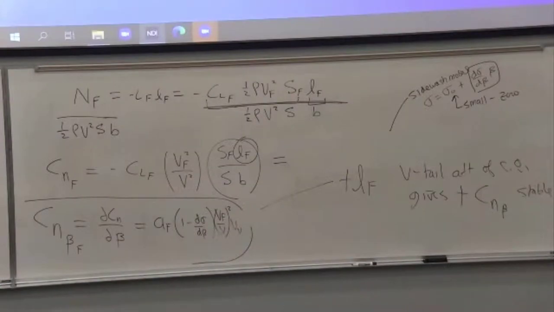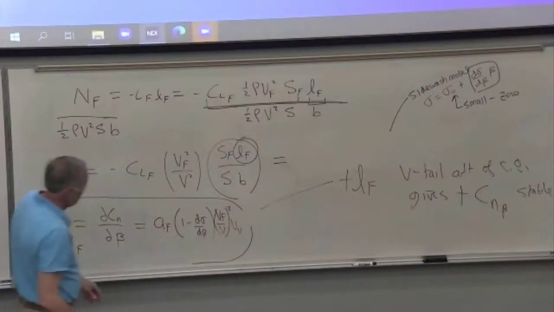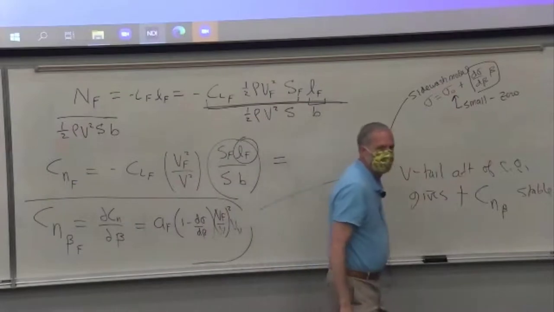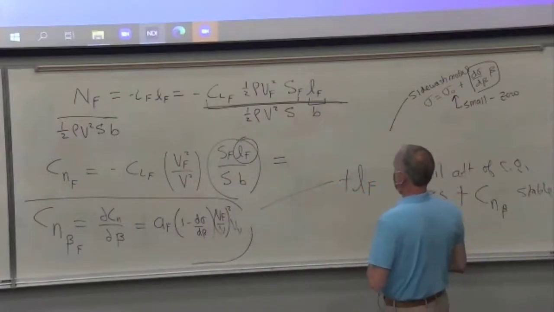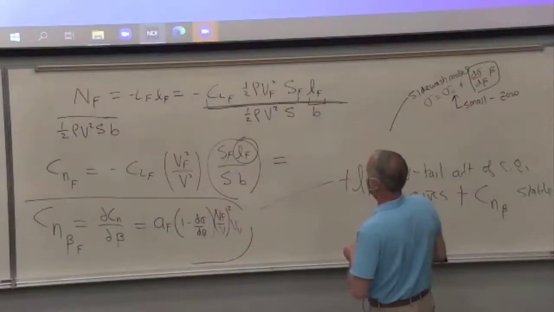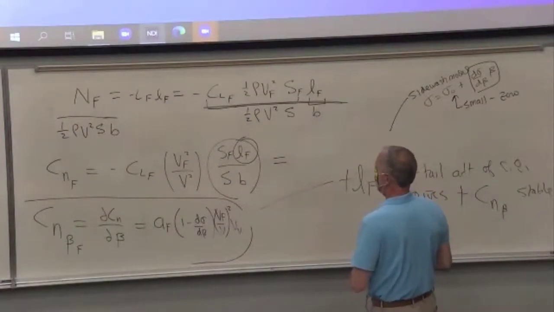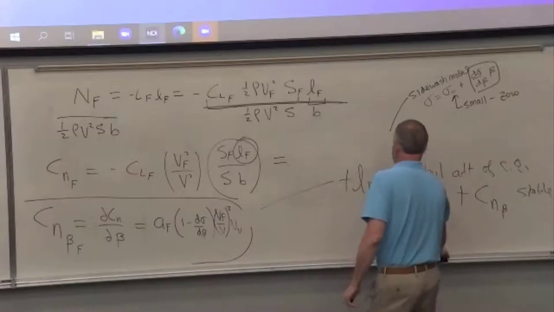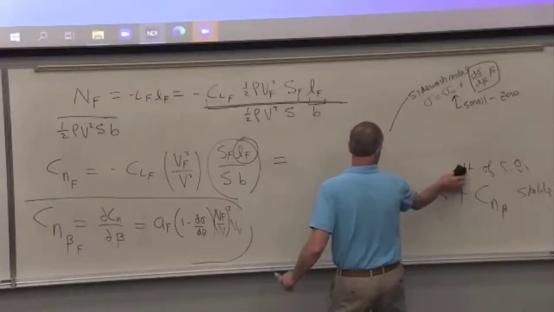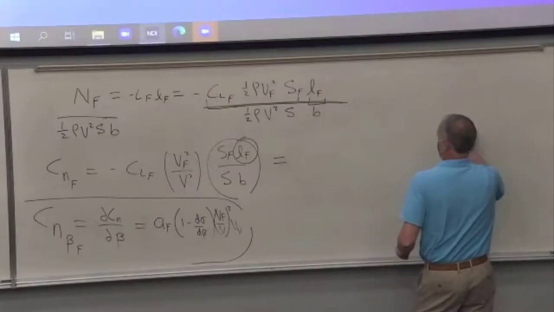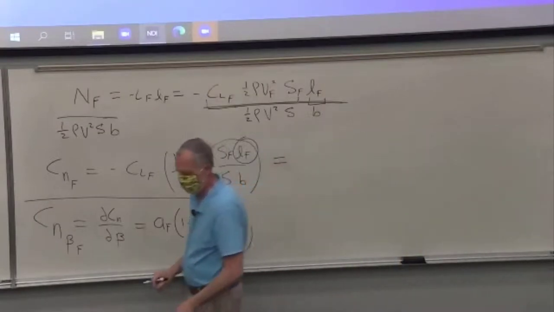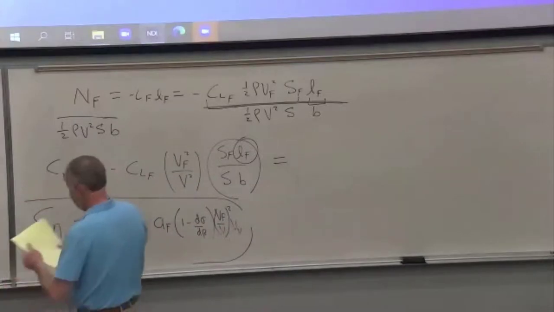All right, from this formula, we can get the effect of the rudder on yaw. Why? Because we left it in here. Where'd my formula go? Did I erase it? I got to put it back here. So let's get that back up there.